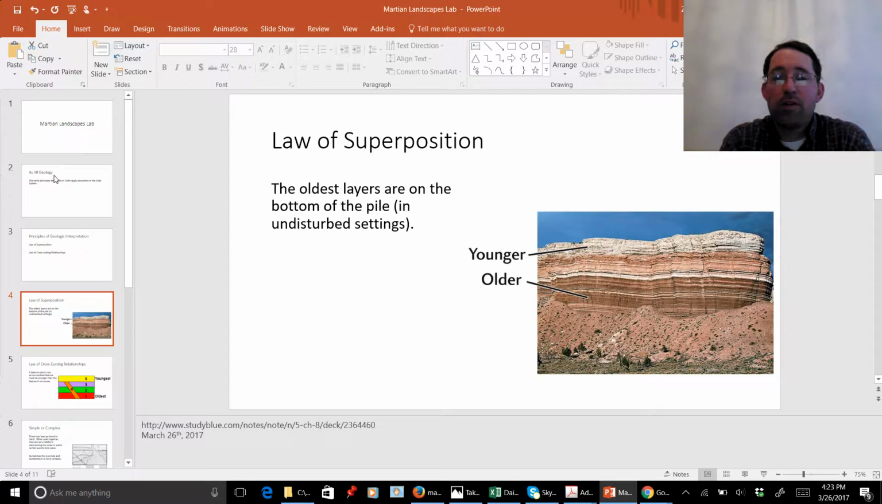Superposition is a very, very simple concept. Basically, the oldest layers are on the bottom of the pile, but this only applies to undisturbed settings. Now, on Mars, we've not had plate tectonics in a long time, if ever. Here on Earth, as the tectonic plates move around and shift, landscapes get all kind of jumbled, rocks get folded over, and so this law doesn't apply all the time. This basically deals with simple situations where we know that tectonics has not come in and scrambled things up, so to speak. But as you see right here, the younger layers are on top, and by implication, all the older things are down below. So the deeper you go, the older you get.